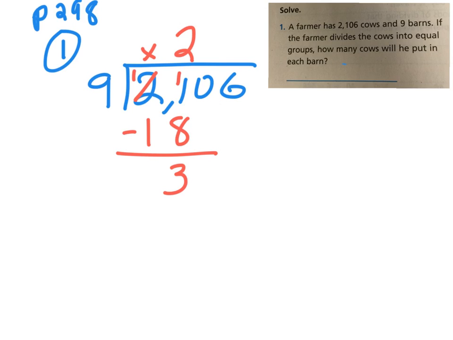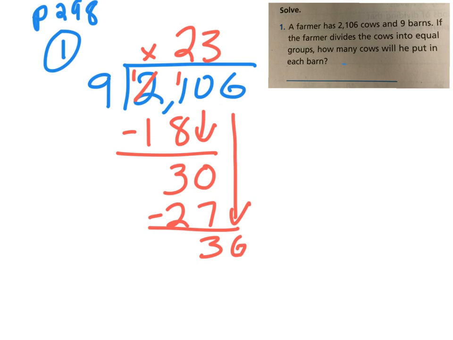All right, let's see where we are now. We are at a check stage. 3 is smaller than 9, so I can bring down my next number, 0. 9 goes into 30. How many times? Well, 9 times 3 is 27. It's as close as I'm going to get. Subtract, I get 3. 3 is less than 9, so I bring down the 6. 9 goes into 36, my new number at the bottom, 4 times. 4 times 9 is 36. 0 left over, which means the question is how many cows will he put in each barn? He will put 234 cows in each barn.